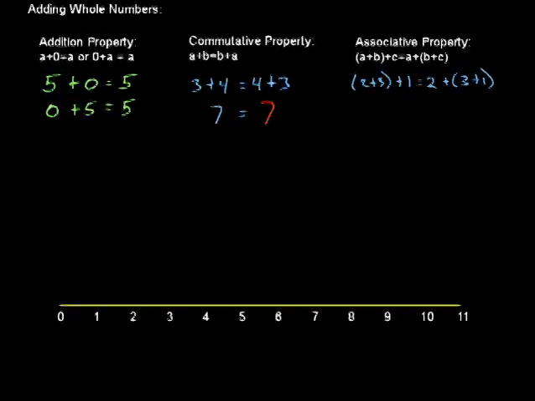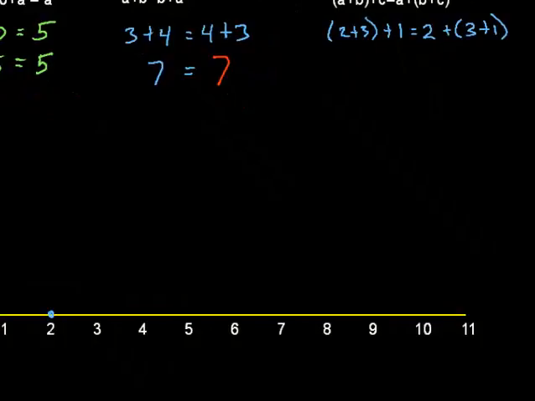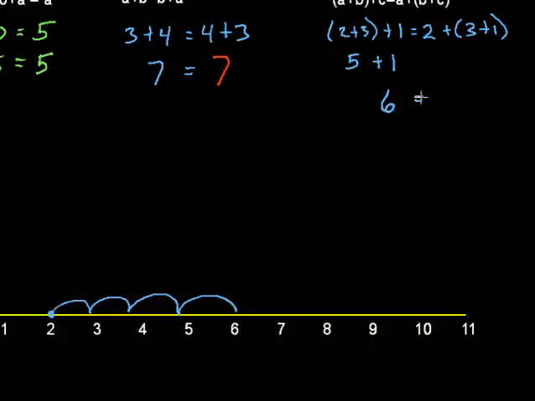So if we started out at 2 and we added 3, 1, 2, 3, we end up with 5. So what's in parentheses is 5, and then we'll add 1 to it. And if we start at 5 and add 1, we end up with 6. So this side would equal 6.